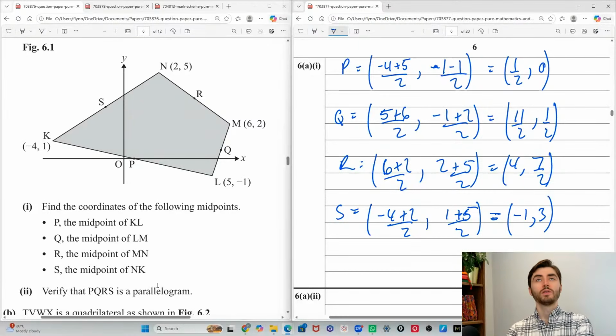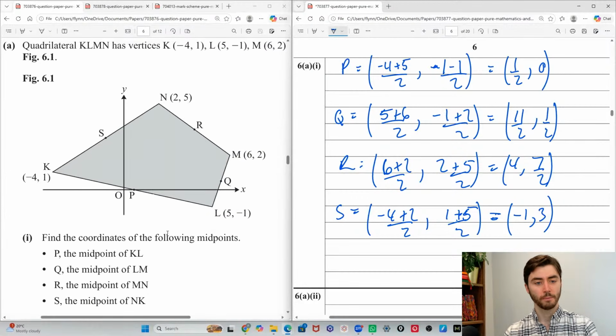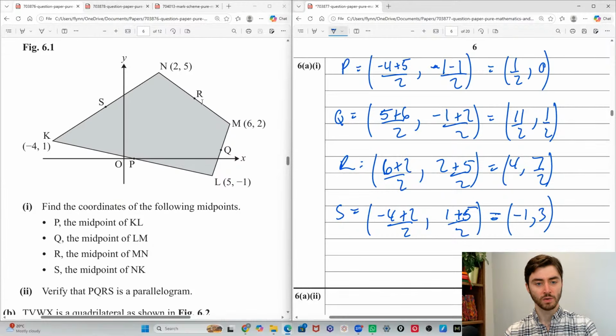So we have to know that the opposite sides are, so it has 2 sets of parallel sides. So in other words, we need to show that PS is parallel to QR and SR is parallel to PQ. So let's kind of do this in vectors, I think is what I'm saying. So let's get the P to S vector. Or rather, no, let's do it the other way around. Let's do P to Q.